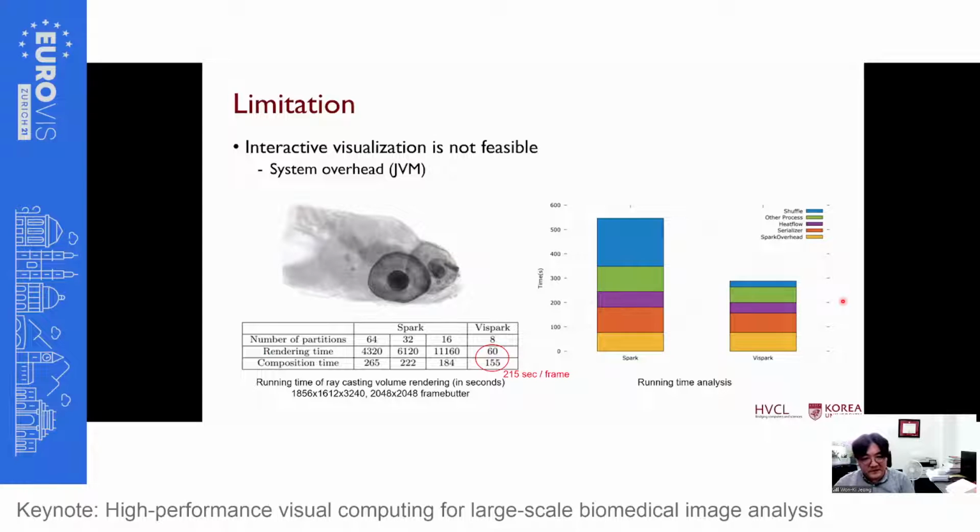However, one limitation of Spark is that we cannot use it for rendering. As you can see here, if we do distributed rendering using Spark, then rendering a single frame takes about 3 minutes. So basically it's unusable. The main reason is that Spark has lots of Java virtual machine overhead. As you can see, this orange yellow part is all the overhead. Even though we reduce some communication and computation, this overhead dominates.